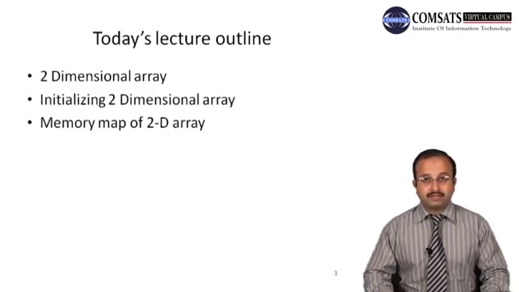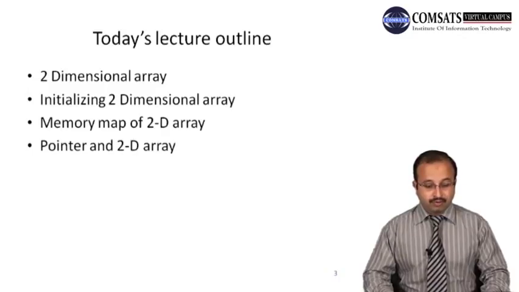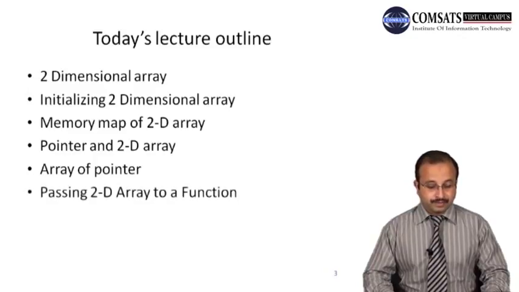Memory map means how the memory will be allocated to two-dimensional array, and the pointer and two-dimensional array, how we can access the element of the two-dimensional array using a pointer. And then array of pointers, a collection of elements, and each element contains the memory address, that is an array of pointer. Passing 2D array to a function, that will be the last topic for today.